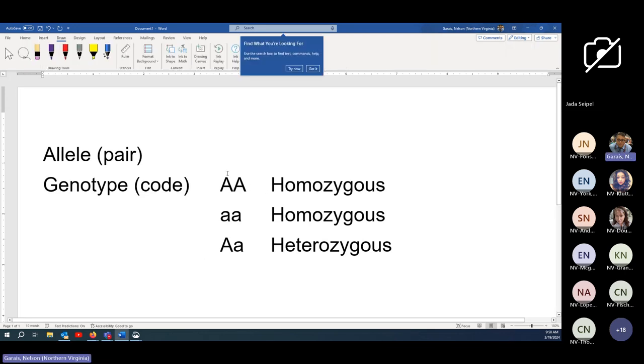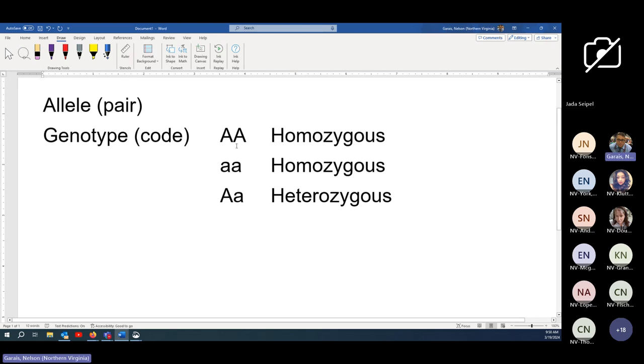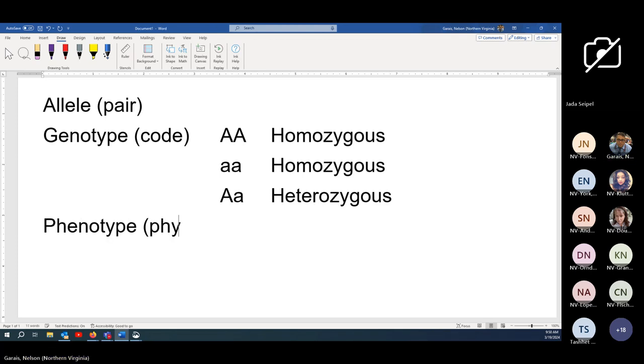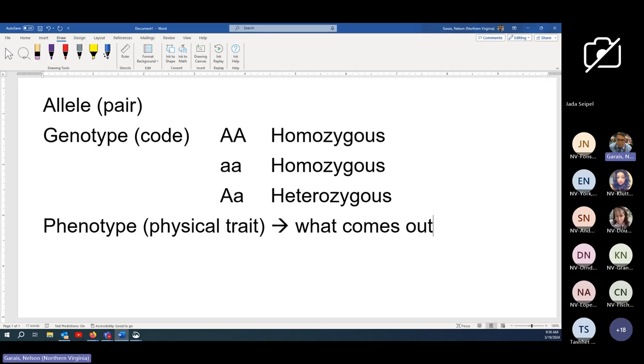Now, what's this dominance thing that I'm talking about? Well, let's say there's a trait, and the actual trait is called a phenotype. So the physical trait is what actually came out. So let's make something up. I can't talk about hair color and stuff like that because that's multiple alleles, multiple genotypes. Let's just make something up.